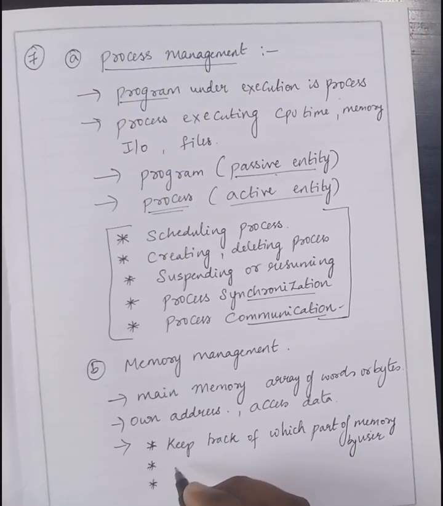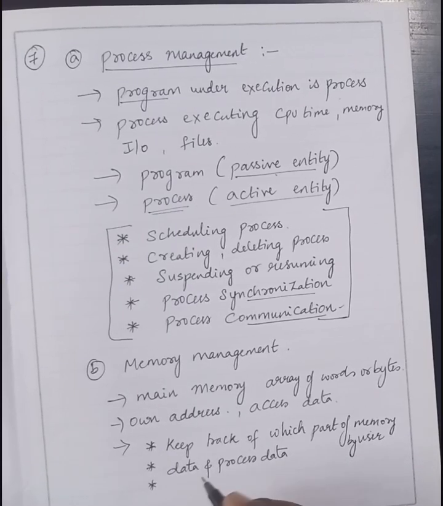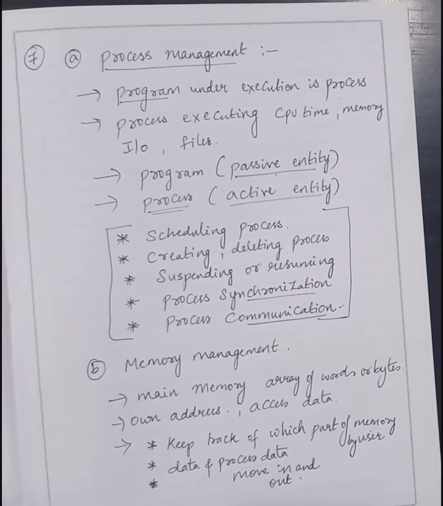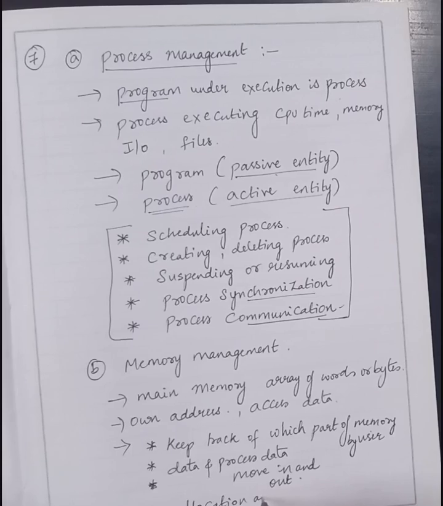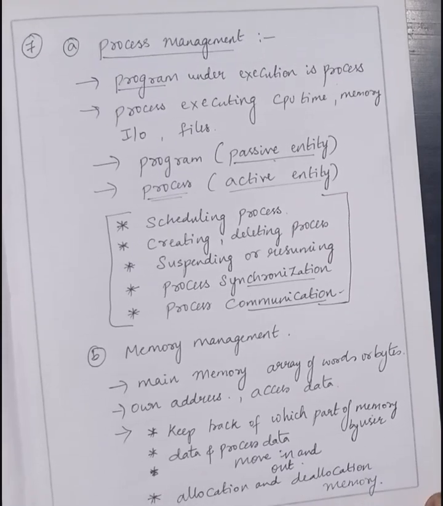Second, it decides which processes and which data to move in and out of the memory. It concerns itself with both data and processes, that is, programs, moving them in and out. That is the second responsibility. The third responsibility is allocating and deallocating memory, which is also done by the operating system. This is all about memory management.